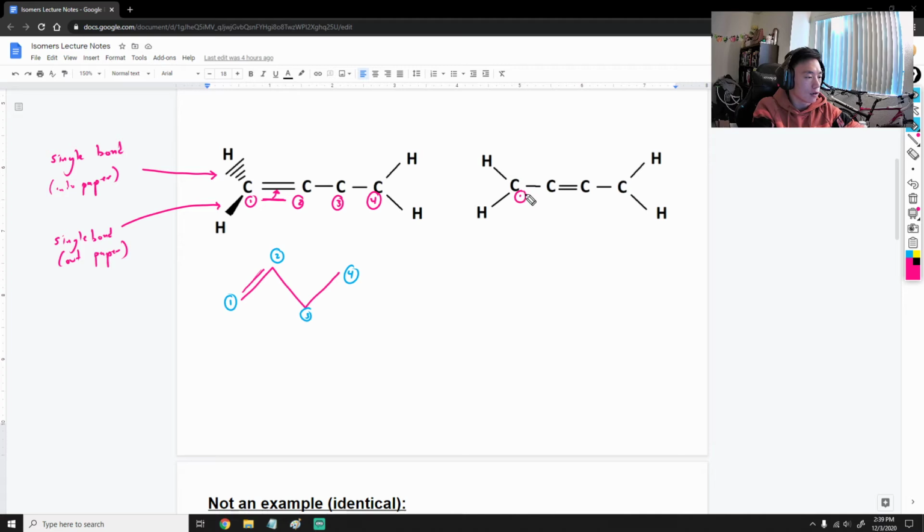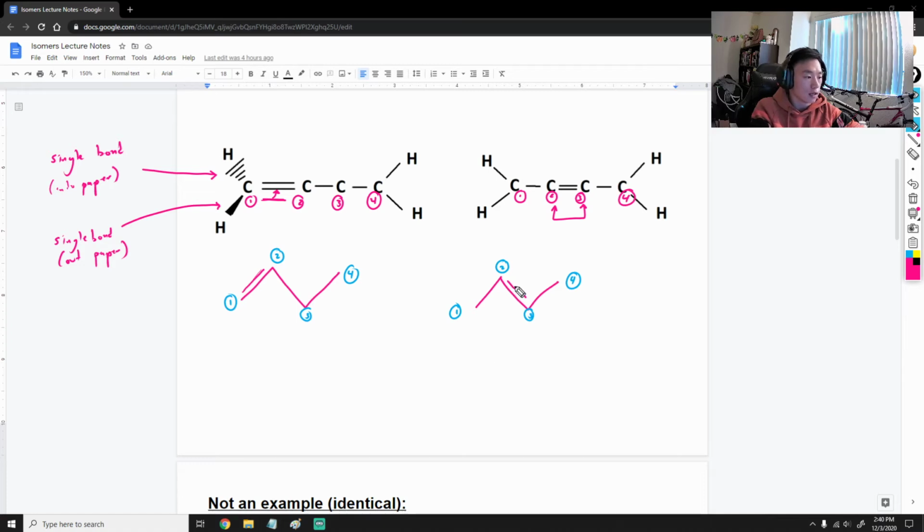Okay. Now for the structure on the right, we also have 4 carbons. So we're going to do 1, 2, 3, 4. But if you notice, the double bond is in a different spot now. The double bond is between carbons 2 and 3. So we're going to have to put a double bond right here.